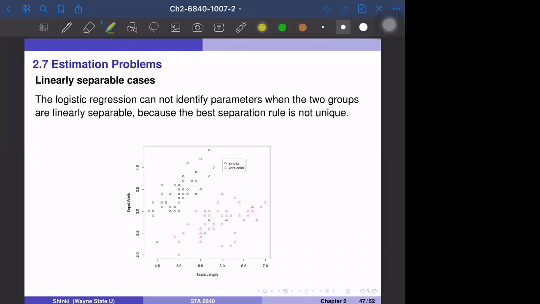Hi. In chapter 2, I would like to discuss estimation problems. One common problem is the linearly separable case for logistic regression.